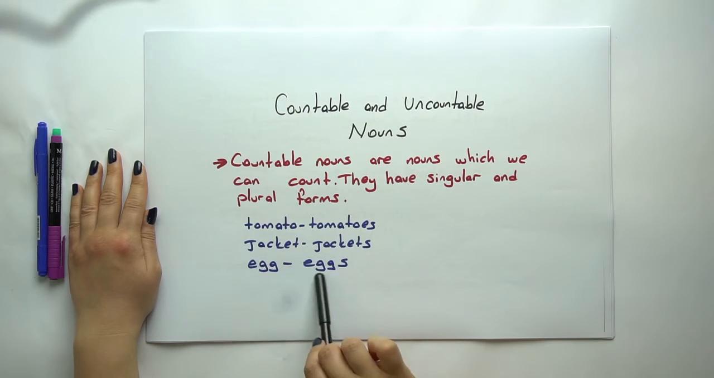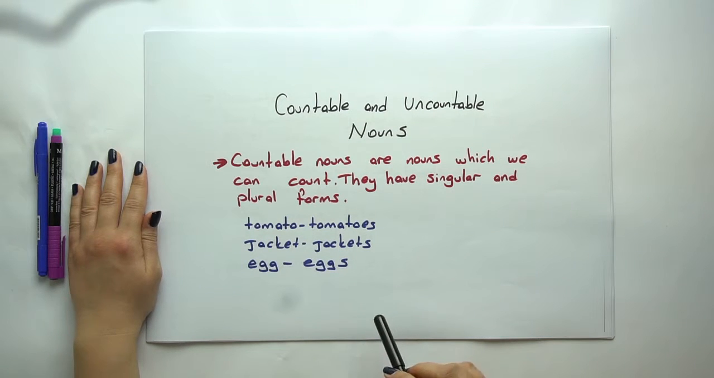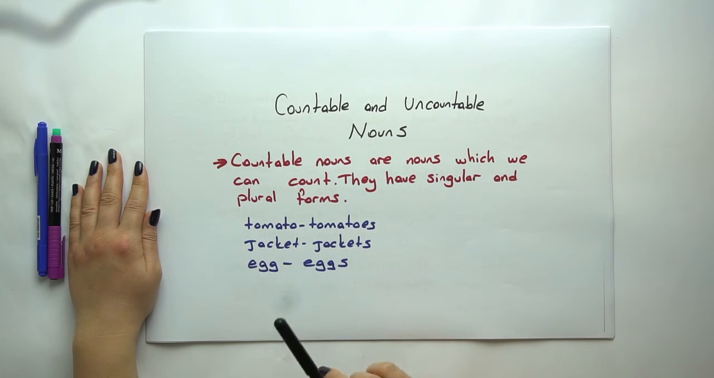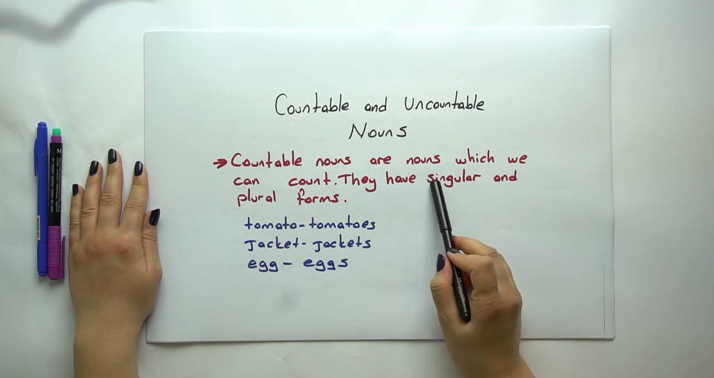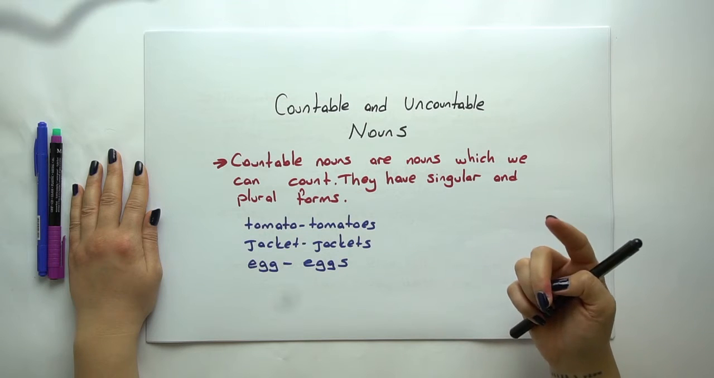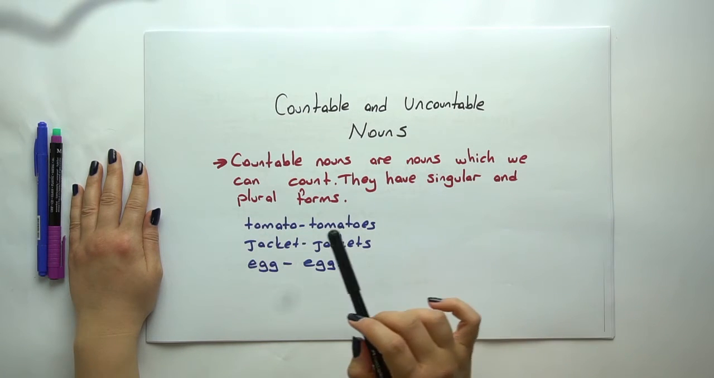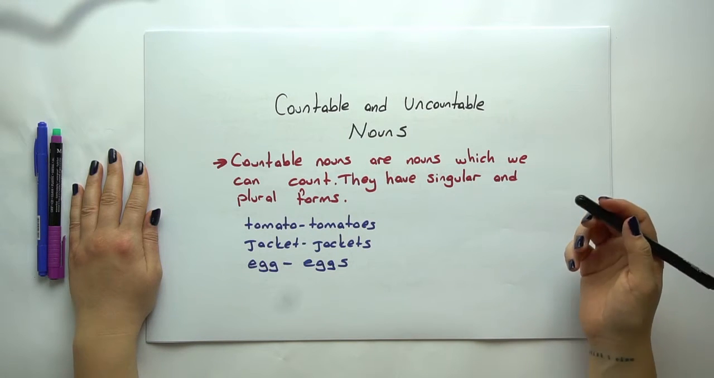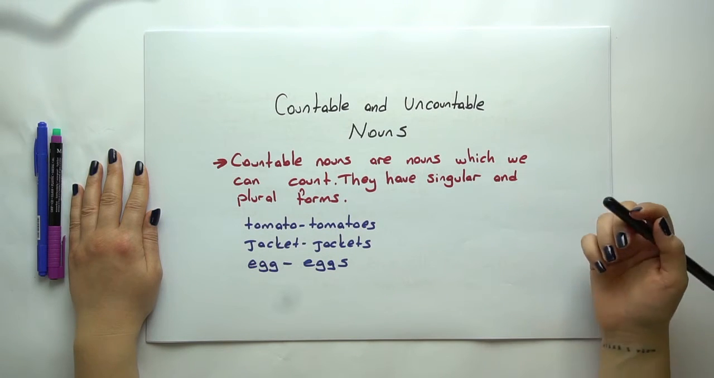Okay, these are countable nouns. They have both singular and plural forms. So singular means one, okay, only one. But plural means more than one, okay, at least two.